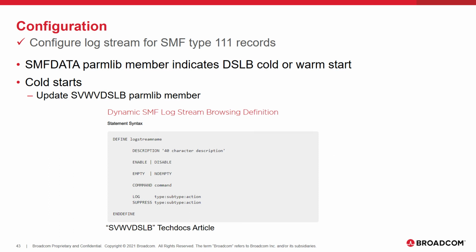The SMF data parmlib member indicates if DSLB should be using cold or warm starts. If warm starts are indicated, the previous slides that describe using the add and log subcommands on the DSMF logs display can be used, and your definitions will persist throughout your warm starts. If cold starts are indicated, you must update the SVW DSLB parmlib member in order to persist your DSLB definitions. An example definition is seen on the screen.